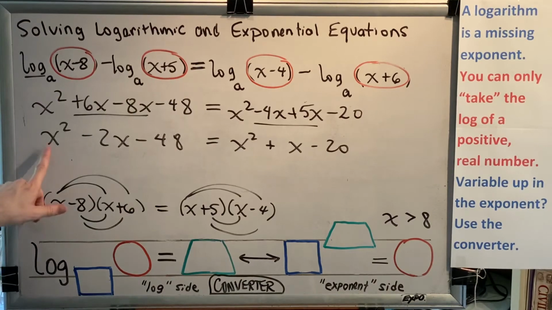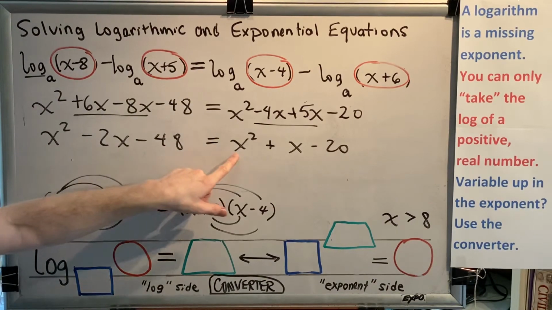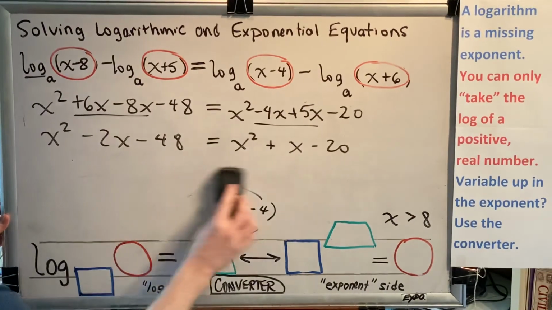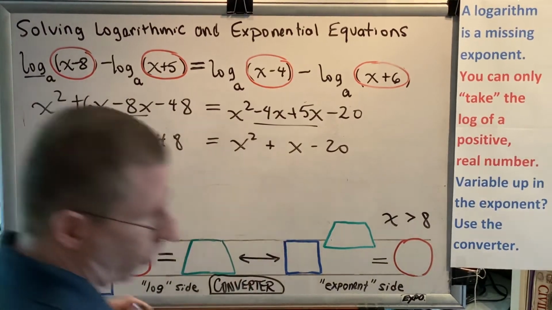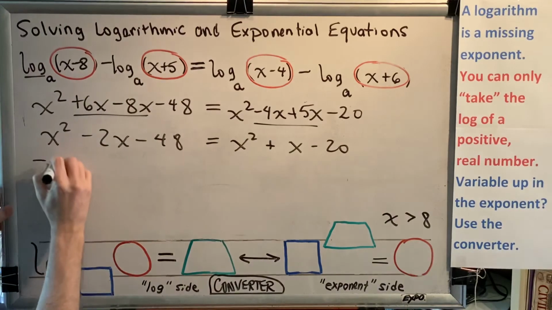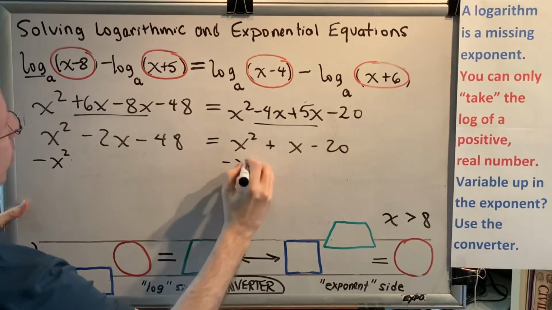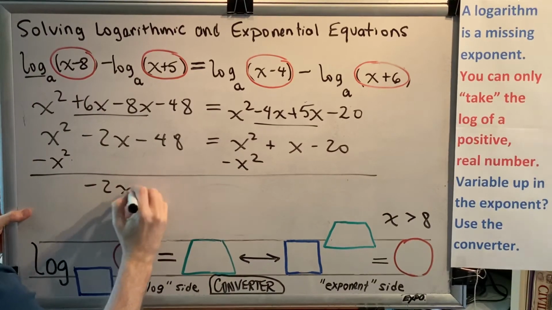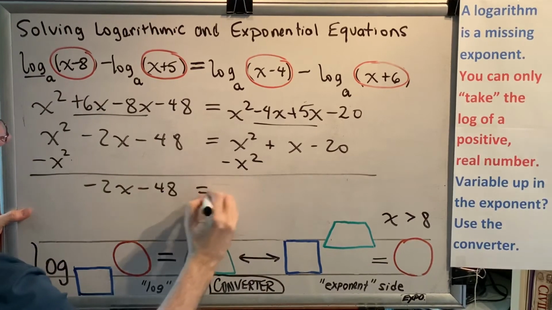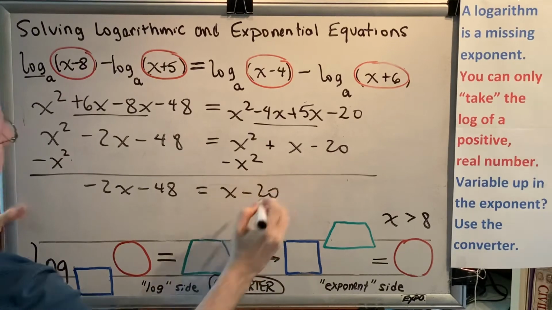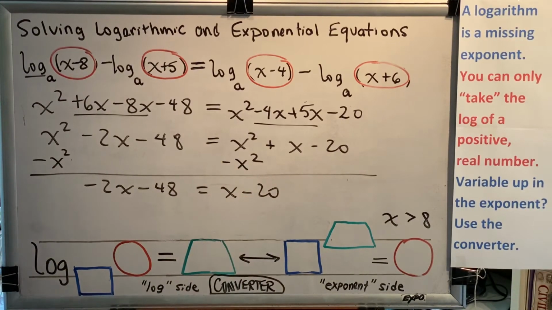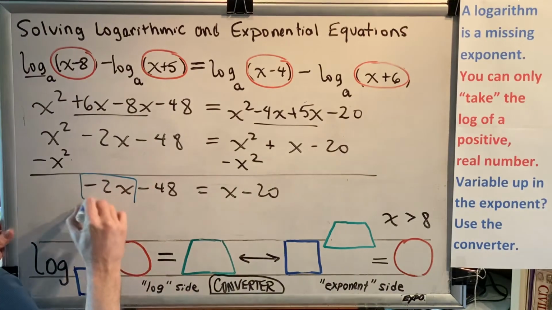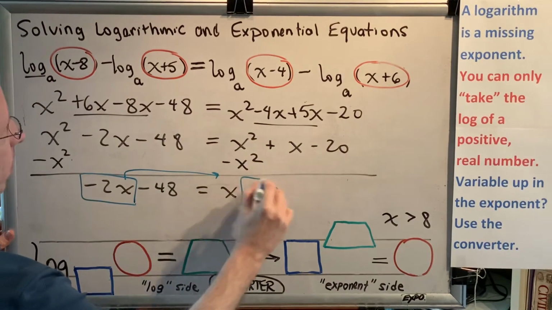Next, notice that we have an x squared on the left and an x squared on the right. So if we subtract x squared on both sides, those will both cancel. This is good. This saves us time and energy. So now we have negative 2x minus 48 equals x minus 20. The next step is to try to get all terms with x on one side and all terms with no x on the other.